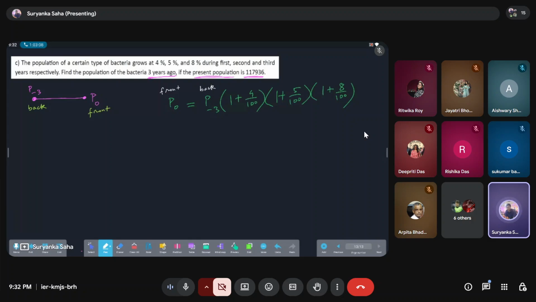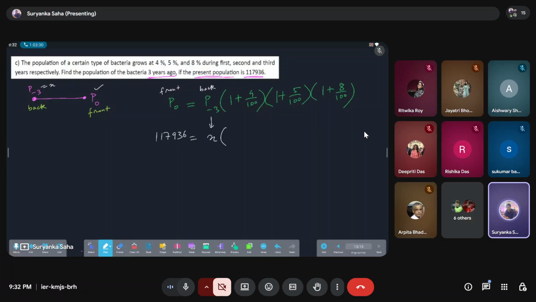Now you don't know P3, P0, you don't know this. You can take it as X. No problem at all. P minus 3, you take it as X. So let me put X over here and let me put 117936. So it will be 1 plus 4 by 100.